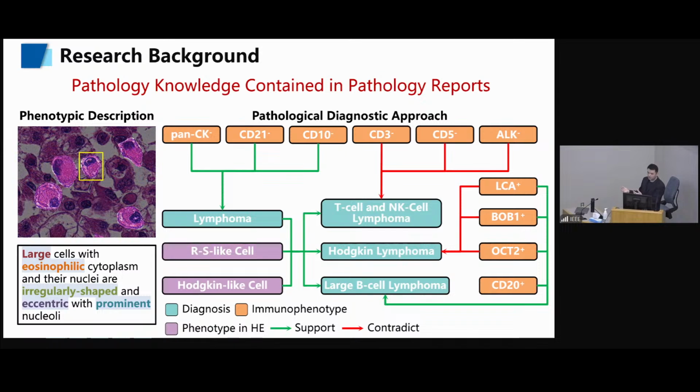And there are diagnostic approaches, which often involve differential diagnostic processes. The figure on the right provides a schematic representation of this diagnostic process. In this process, a pathologist would use phenotypes as a basis for diagnosis. The purple rounded rectangles here refer to phenotypes from HE slides, the orange ones refer to immunophenotypes from IHC slides, and the blue ones refer to diagnostic possibilities considered in this process. Based on these phenotypes, the pathologist considers and excludes multiple diagnostic possibilities and ultimately arrives at the definitive diagnostic conclusions.